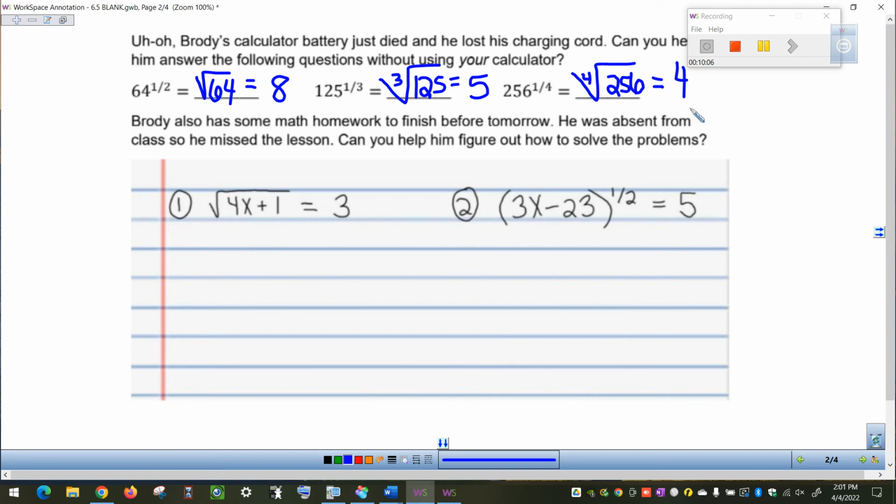All right, now we're going to make a connection with what we have talked about so far to solving some new types of equations. Down here at the bottom it says that Brody also has some math homework to finish before tomorrow. So we're going to see if we can help him figure out how to solve these problems. In the first one here, we see the radical sign present. It's in the form of a square root symbol. What is something that we could do right at the very start that would undo or get rid of the square root sign?